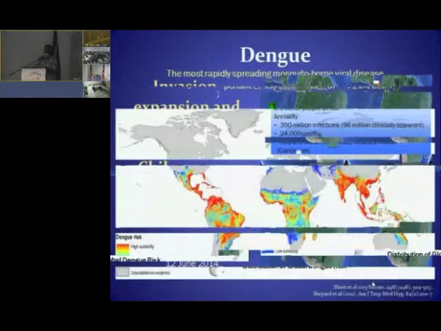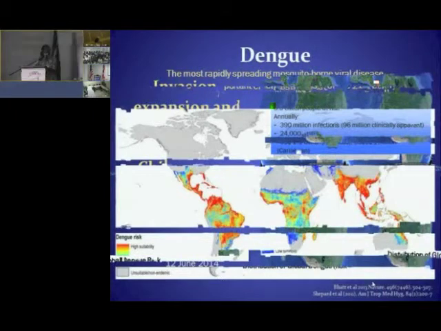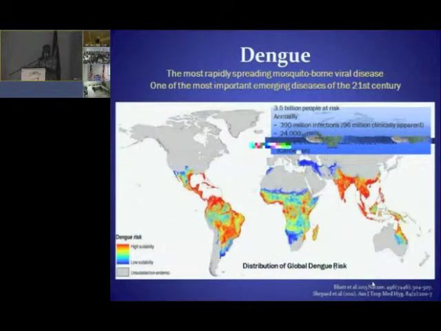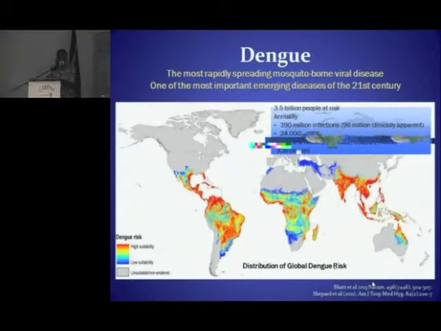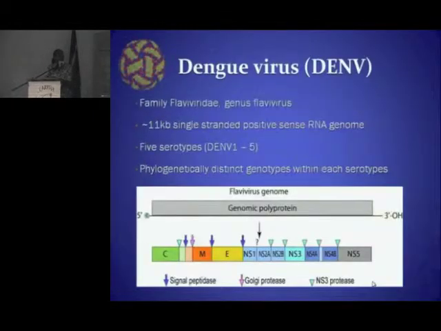So we've got some background on dengue already, so I won't dwell on this. It's the most rapidly spreading mosquito-borne viral disease, and it's one of the most important emerging diseases of the 21st century.